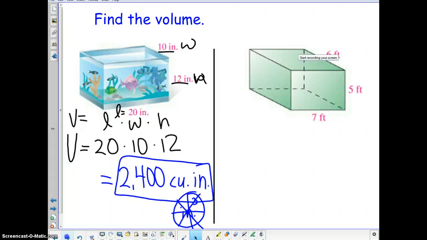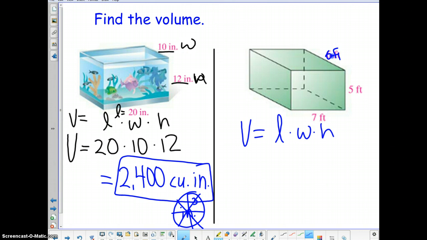All right. So here is a rectangular prism. Okay, this is 6 feet up here in case you can't see it. 6 feet. Okay, 5 feet is the height, and 7 feet is the length. So volume equals length times width times height, and the length would be 7, the width would be 6, and the height would be 5.